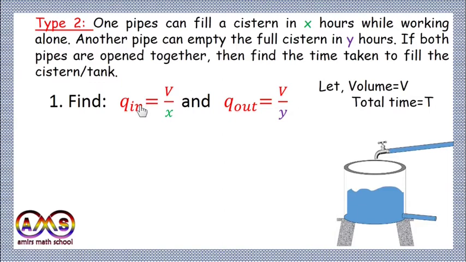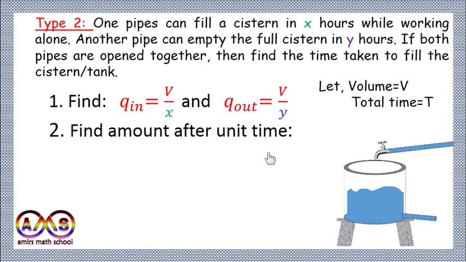So Q in equals V divided by X, since the first pipe needs X hours to fill the full tank. So the volume of the full tank is V and the required time is X. So Q in equals V by X, and the Q out is equal to V divided by Y, because the second pipe needs Y hours to empty the full tank. So the volume of the tank is V and the required time is Y. So Q out equals V by Y. Now step number 2, find the amount after unit time.